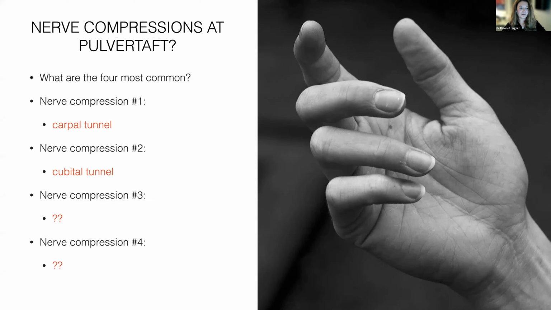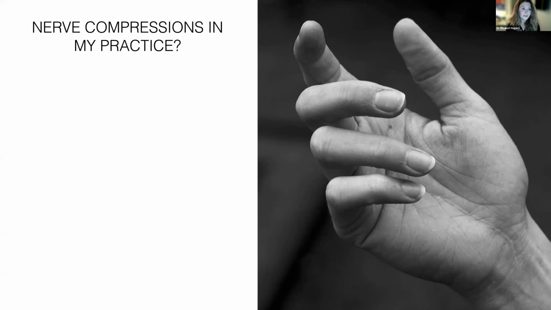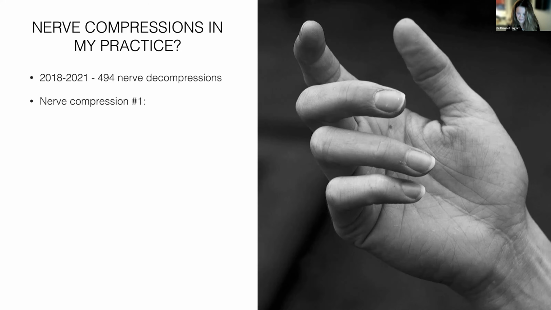Excellent. Well, thank you. No doubt with regard to nerve compression number 1, carpal tunnel, and nerve compression number 2, cubital tunnel. Well, I thought it would be a little interesting to look at nerve compressions in my practice because this is something that I see quite often. And I looked at the statistics from June of 2018 until June of 2021. And during that time period, I had performed 494 nerve decompressions. And nerve compression number 1, Carlos, which one do you think it is? I think it will be carpal tunnel syndrome.